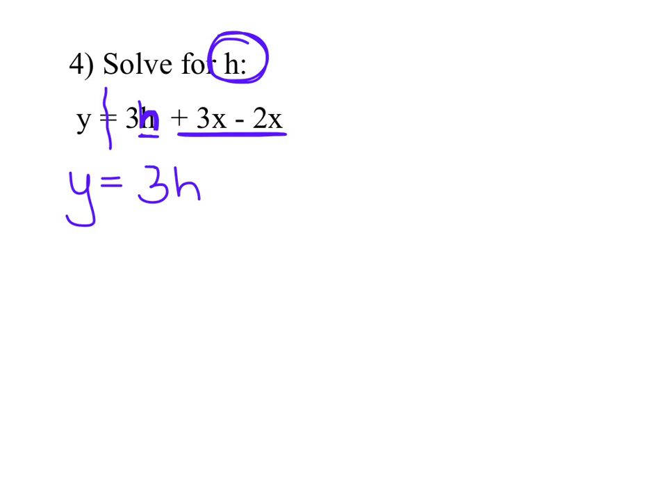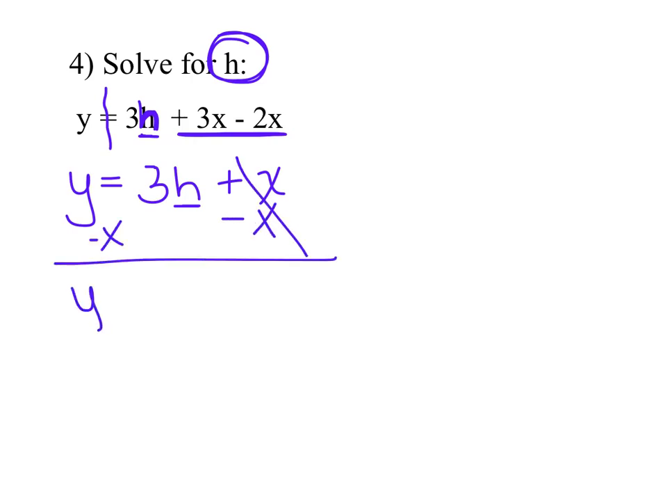3 minus 2 is 1. So it's just 1x, or x. So I want, again, h stays here. So I need to add or subtract first, get rid of the x. So y minus x is y minus x. I can't do anything else.